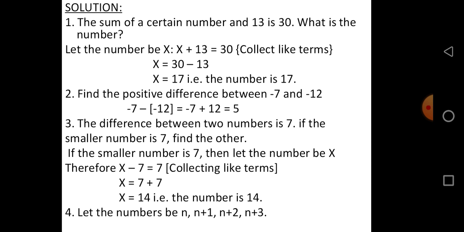The second example says, find the positive difference between minus 7 and minus 12. The positive difference. Please note that word, positive difference. Remember, when we are talking of difference, we are talking of what? Subtraction. Since they say positive difference, we can also have a negative difference. And we are saying positive difference, that is to say the smaller number should be subtracted from the bigger number. That is, the bigger number will have to come first.